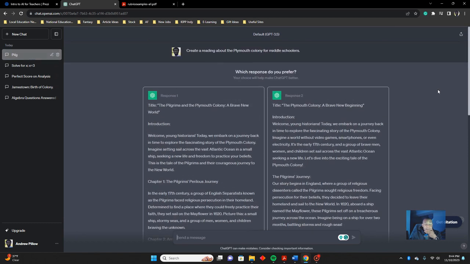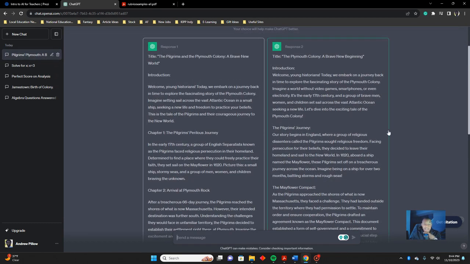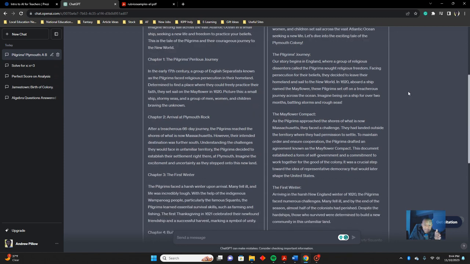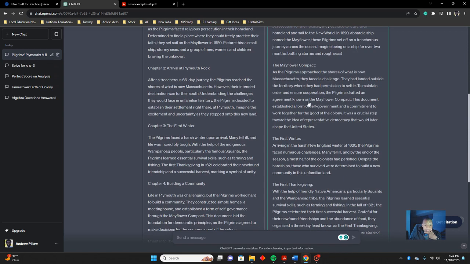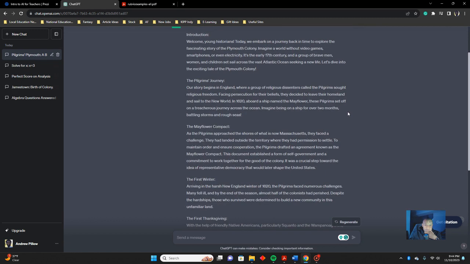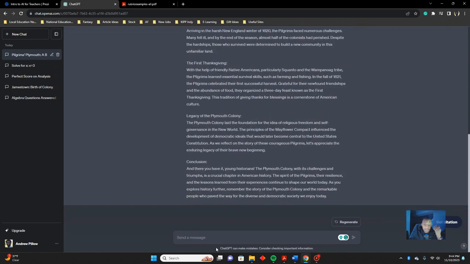Every now and then, because ChatGPT is in its beta testing, it gives you this "which response do you prefer" type thing. And that's just to make it better. Okay. You're still actually in the testing phases of what ChatGPT is. I actually like this one better. Okay, so we chose the second one. Now we have a reading.